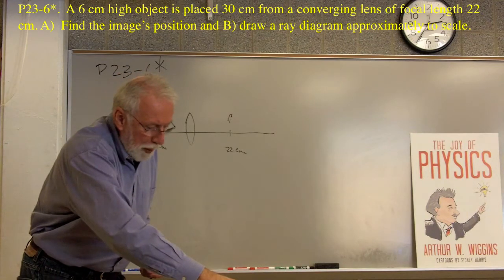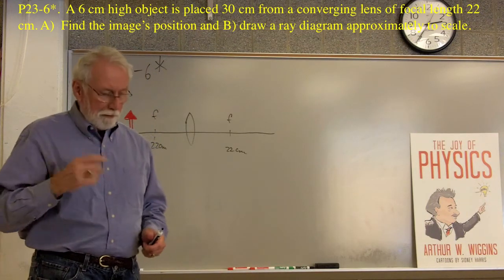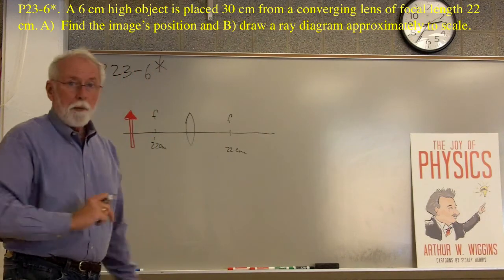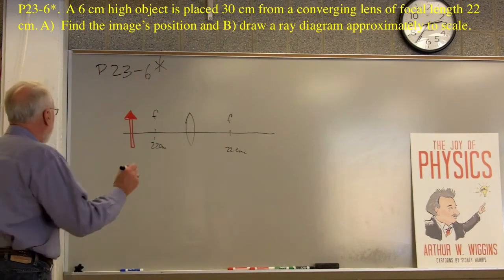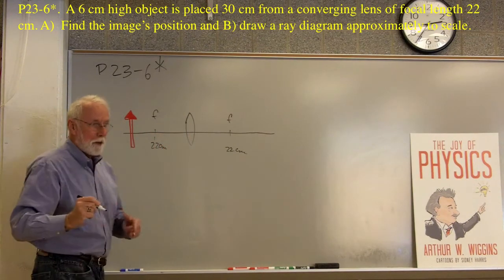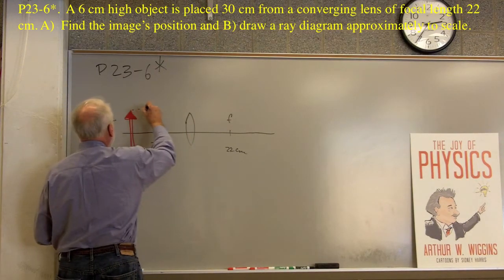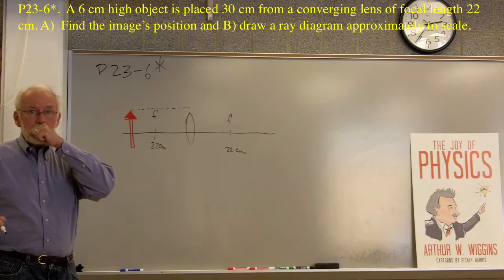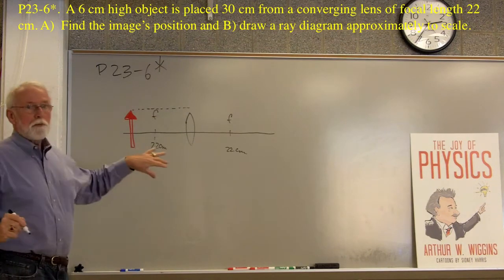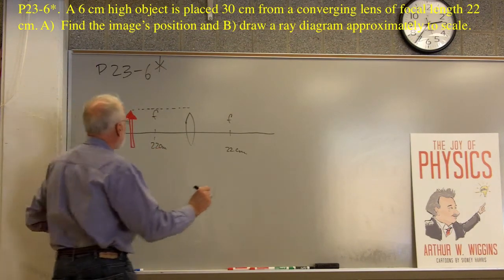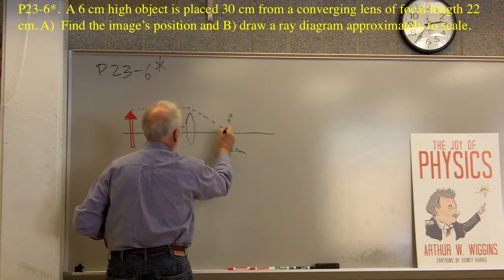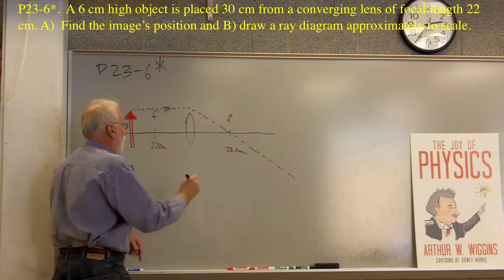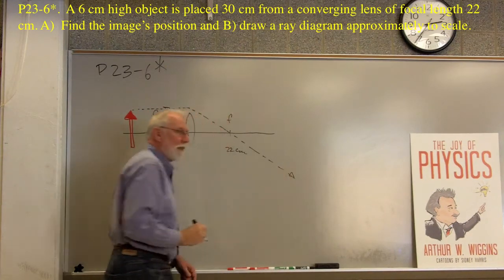So it says draw a ray diagram approximately to scale. Oh, that's part B. Can we do B first? Okay. So to draw a ray diagram, we draw the first ray that goes directly parallel to the axis until it gets right to the lens. Then it gets refracted at the lens, and it goes right through the focal point. So then it does this. So that ray of light from the top is doing this kind of business. Looks like so.